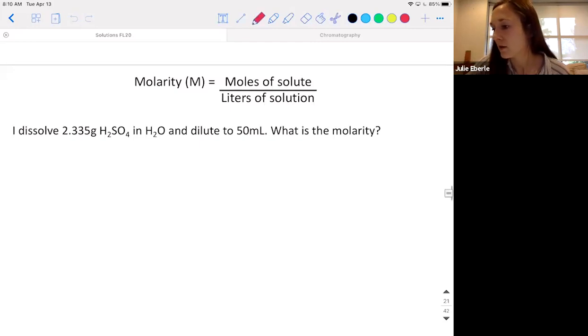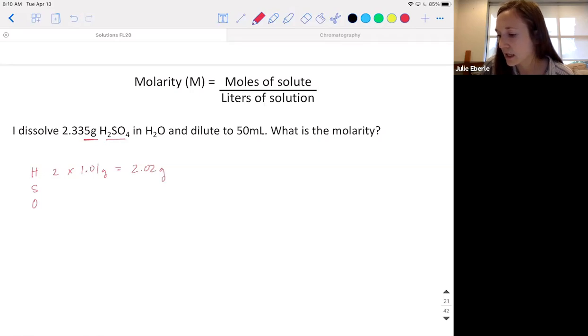So we have grams of our solute. Water is the solvent. We need moles though, so we've got to get a molar mass to convert grams to moles. Remember how to calculate a molar mass? We've got hydrogen, sulfur, and oxygen. For hydrogen, we've got two of them, and you look at a periodic table and grab the mass number. It should be 1.01 for hydrogen. And then we'll add that up.